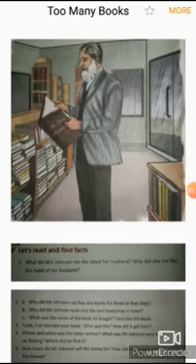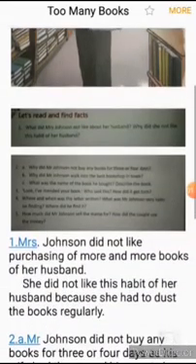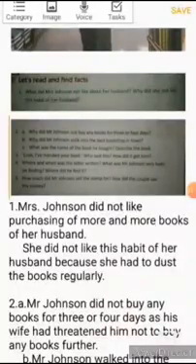Today I will discuss the question-answers part of the lesson. Let's read and find facts so that you can prepare yourself for the coming examination. Okay students, now let's start the question-answers part. The questions are given here, and we'll discuss the answers one by one. That is question number 1.